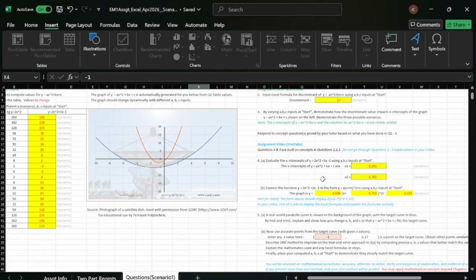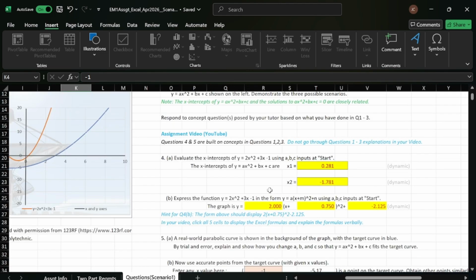Looking at question 4a, we are told to find the x-intercept of the quadratic y equals 2x squared plus 3x minus 1. To find the x-intercepts, we use the quadratic formula: x equals minus b plus or minus the square root of b squared minus 4ac, over 2a. The plus or minus symbol represents two separate calculations, one being positive and the other being negative.